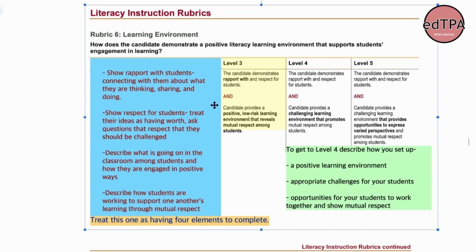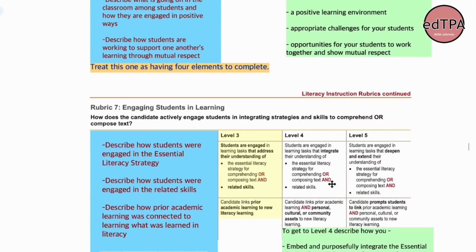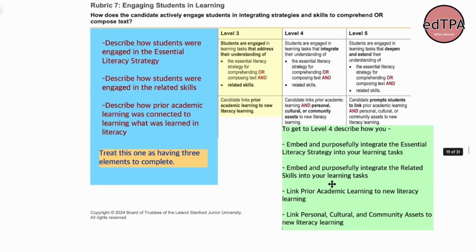That is rubric 6. Let's go to rubric 7. How does the candidate actively engage students in integrating strategies and skills to comprehend or compose text? So level 3, students are engaged in learning tasks that address their understanding of, and notice this, essential literacy strategy for comprehending or composing text, related skills, and then it says candidate links prior academic learning to new literacy learning. So the focus here is on prior academic learning. You remember that prompt where we gave it really good attention. These are the necessaries for level 3.